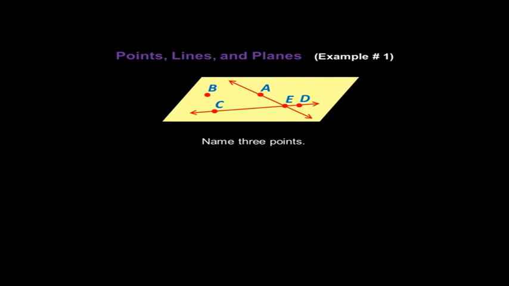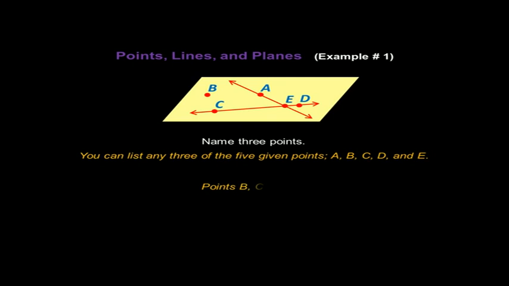Now let's look at some examples. Take a look at this figure and name 3 points. Now you can list any 3 of the 5 given points, A, B, C, D, and E. So let's just pick 3. Let's call points B, C, and E our answer.